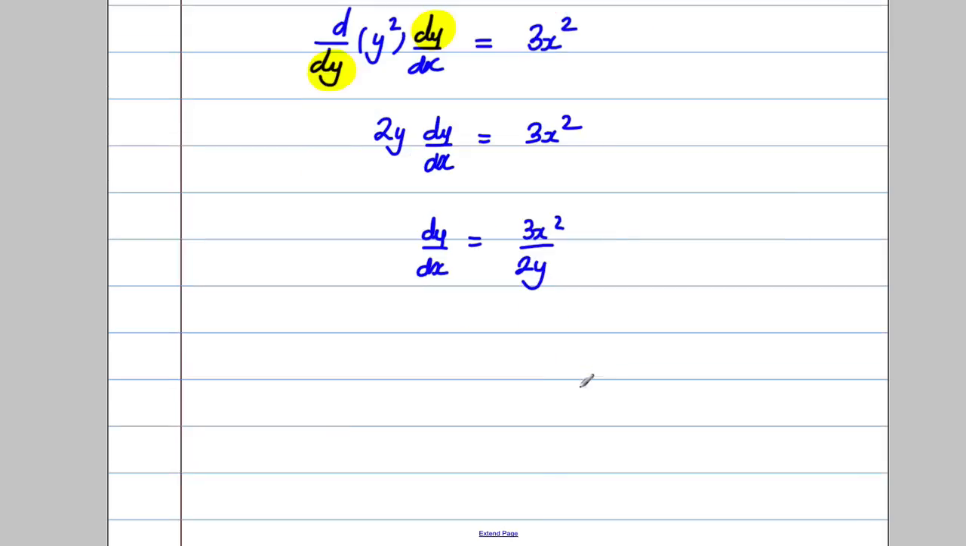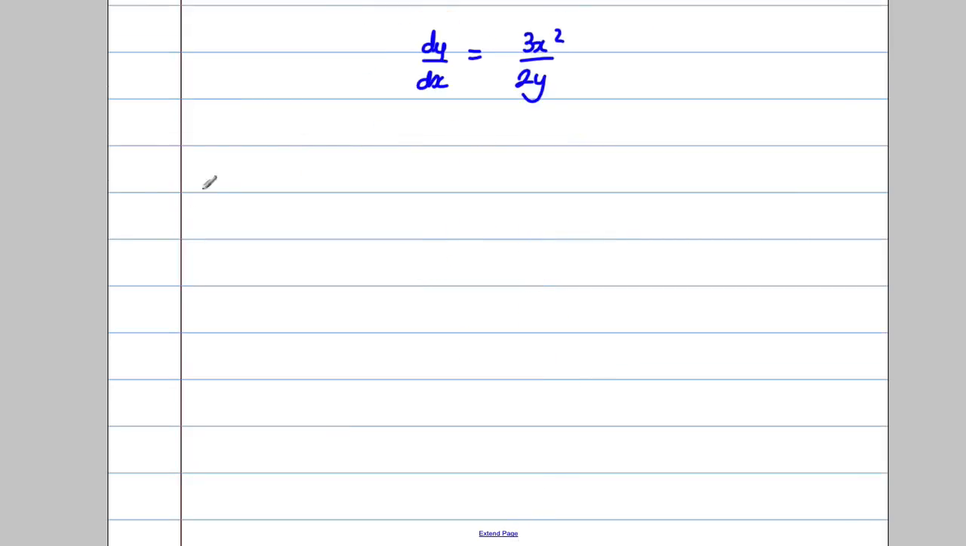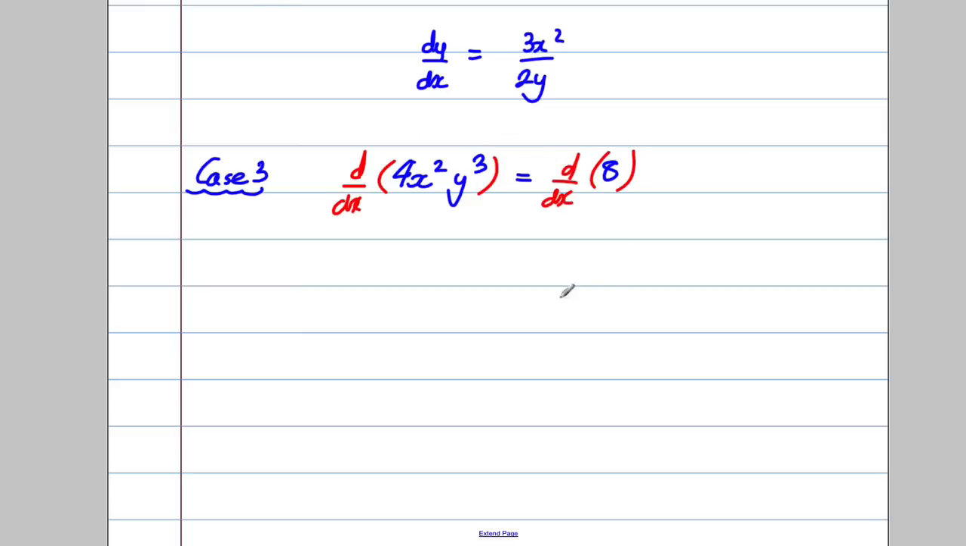Okay, now the last thing to consider, case 3: what if I asked you to differentiate something like 4x squared y cubed equals 8? Imagine I asked you to differentiate something like that. So we differentiate both sides with respect to x. Now, differentiating a number is obviously 0.